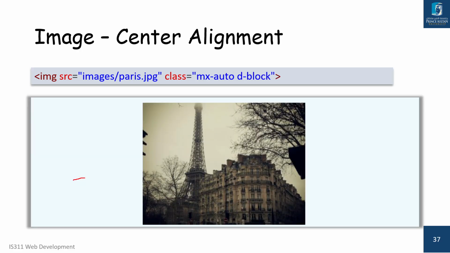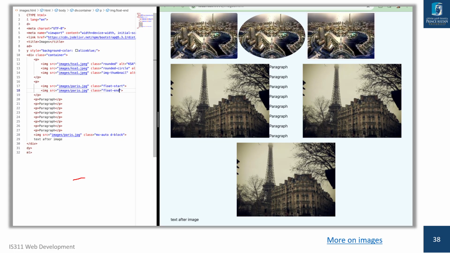Okay, we also have this one, mx auto, and then we say it is center line and d dash block. Now we are changing the behavior. By default the image is an inline element, remember? So here we are changing that behavior. We say make it a block level element. So now it will not allow any other contents to come in that place where that specific image is. So here is the complete example of that one, the HTML code and the output.